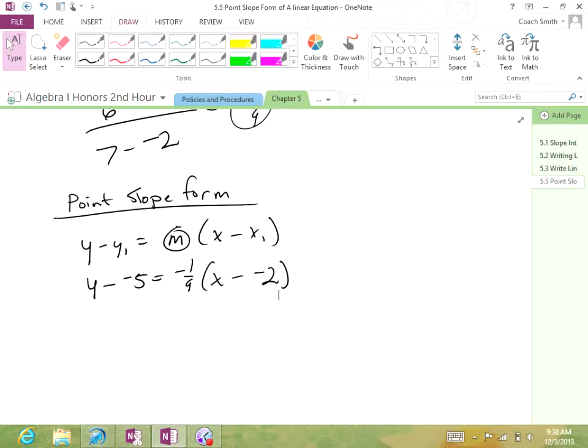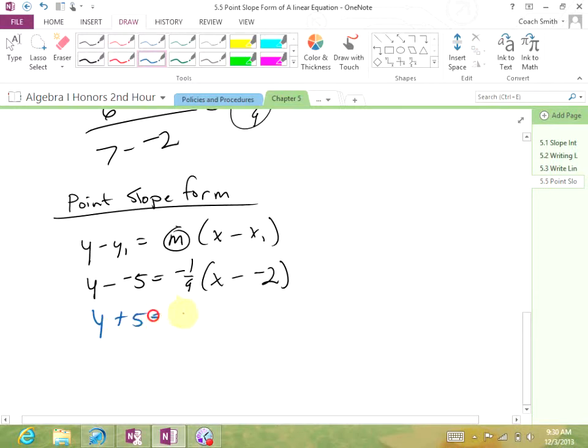Now, let me see. I think the first ones they want you to put in point slope form. Yeah, that's all they want you to do right there. Now, obviously, I need to clean it up a little.